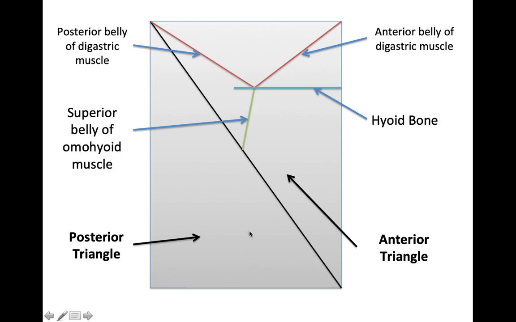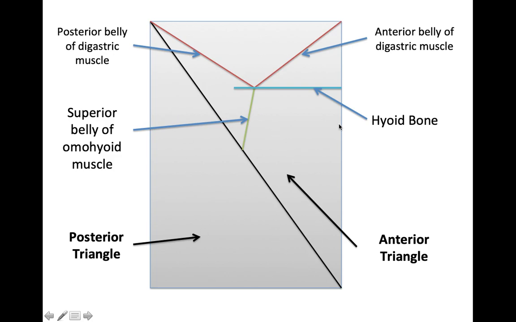Now further, you already knew that the posterior triangle is bounded anteriorly by the posterior border of the sternocleidomastoid muscle. So this you see here is the posterior border of the sternocleidomastoid muscle. And inferiorly, this right here is the clavicle. And this line over here is the anterior border of the trapezius muscle. So this is how you know that this is the posterior triangle.